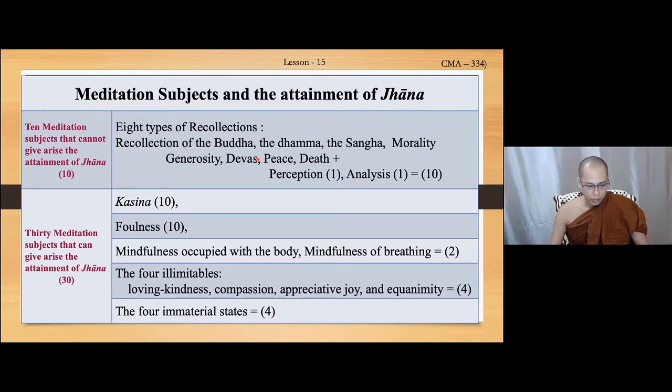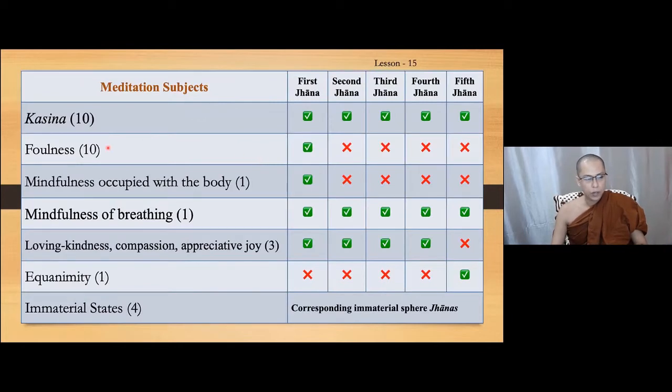Okay, so let's continue to analyze which types of meditation subject attain which jhana. There are four jhana in the Suttanta teaching, but in the Abhidhamma teaching there are five jhana. So the classification by way of five methods is called the Panchaka.